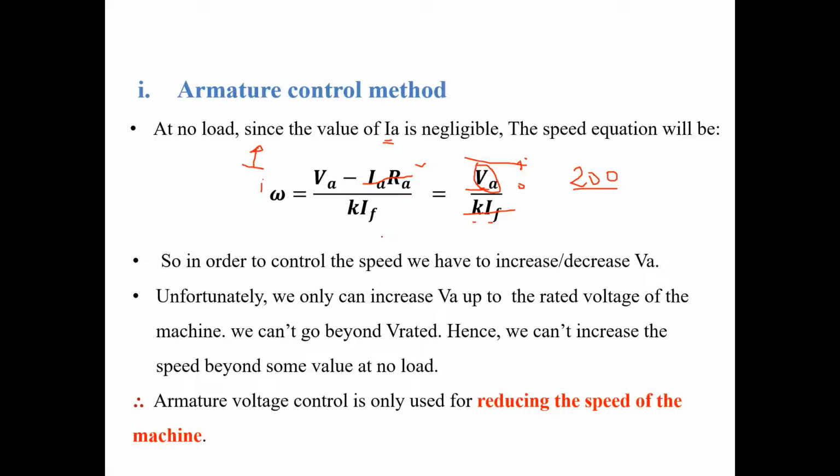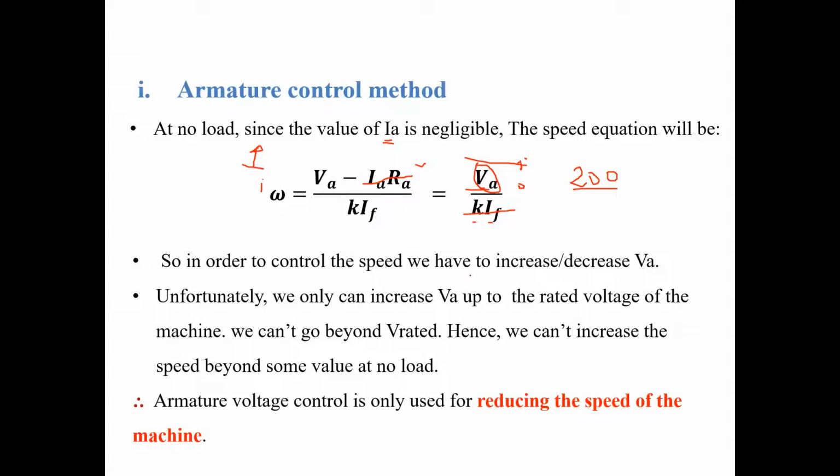So if you want to decrease the speed of the machine, or operate your machine at low speed, the armature control method is an ideal method. You can vary the voltage either with an auto transformer, or you can insert a rheostat in series with the armature winding. So this is the armature control method.